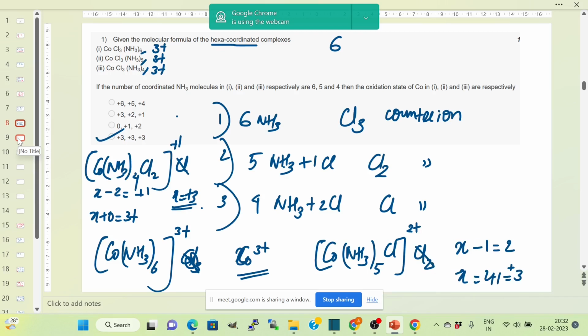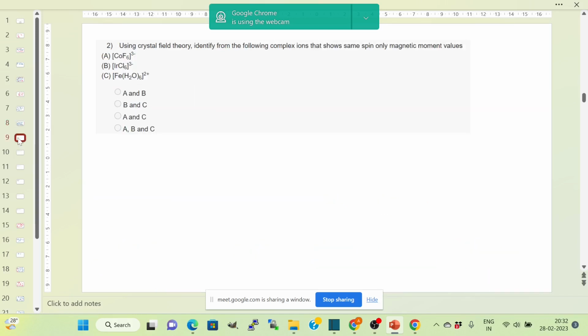So now we'll refresh upon the crystal field theory. So using crystal field theory, identify from the following complex ions that shows same spin-only magnetic moment. Can you put in the chat box? I'll just give you the formula for spin-only magnetic moment. Root of n into n plus 2.